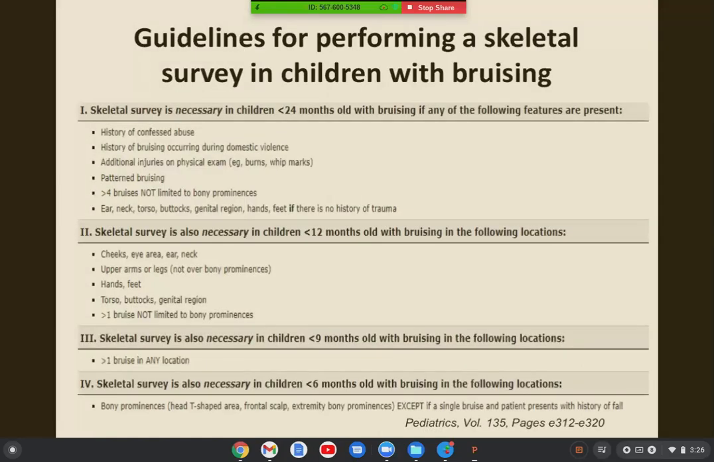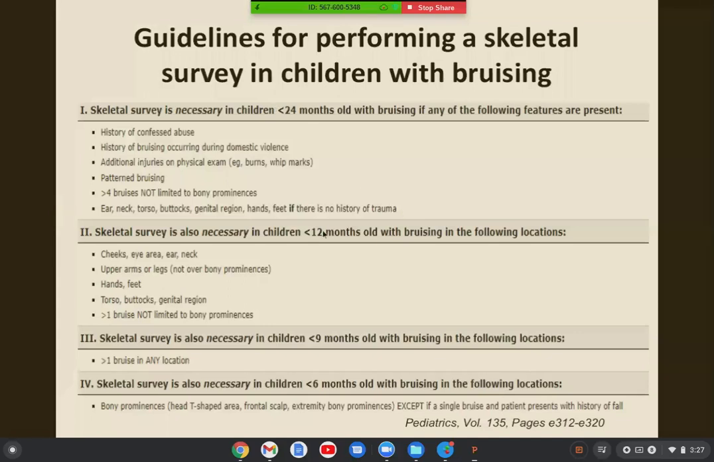This is the guideline published in Pediatrics, which mentions when to do a skeletal survey and in whom. For a child less than 24 months with bruising, if any of the following features are present, you need to go for a skeletal survey: abuse is confessed by the parent, bruising occurring after domestic violence, additional injury on physical exam like burns, whip marks or pattern bruising, more than 4 bruises not limited to bony prominences, bruises on the ear, neck, torso, buttocks, genital region, hands and feet, and there is no history of trauma.